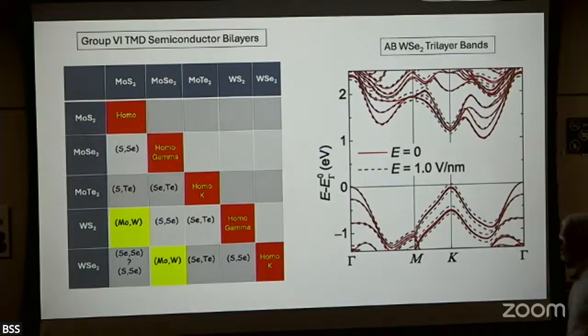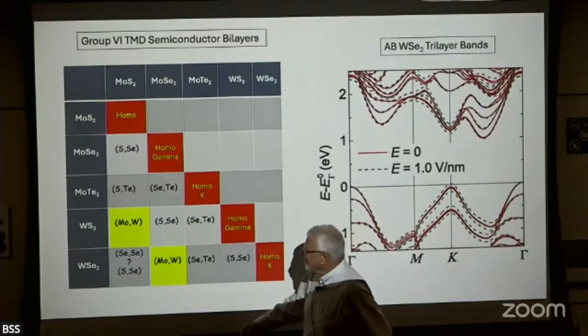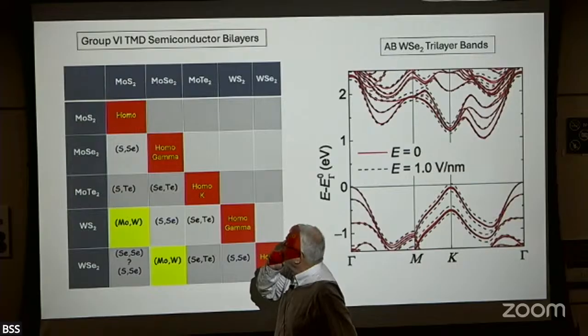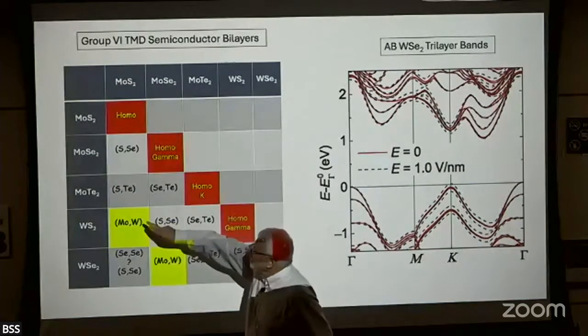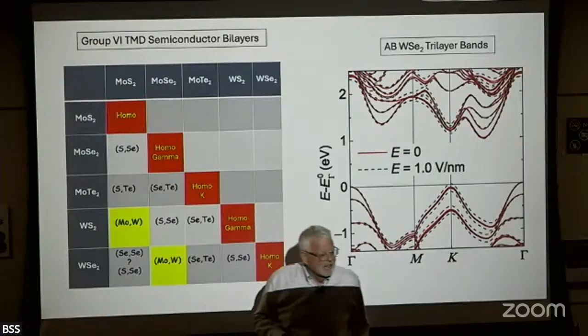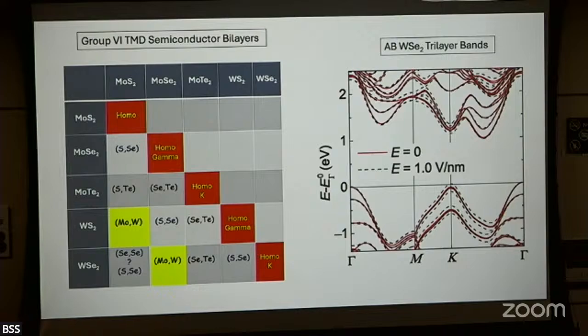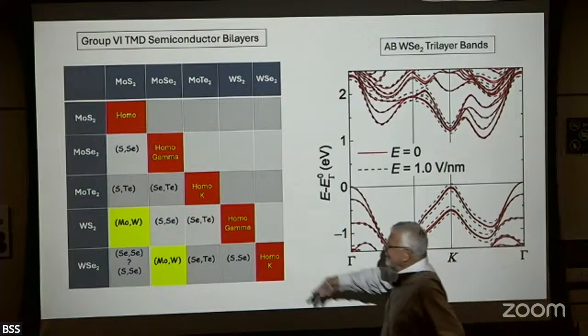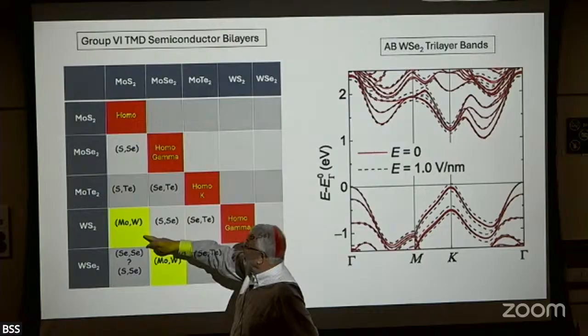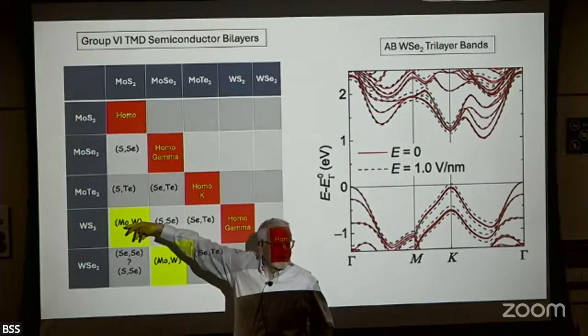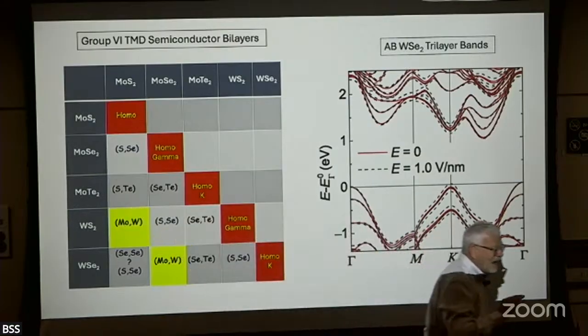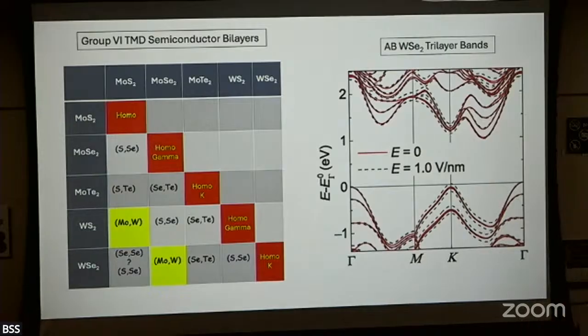In these materials, it turns out that the lattice constant, just chemically, is determined almost entirely by the chalcogen atom. So the ones in yellow here are not homo bilayers, but to get a Moiré pattern, you need to twist them nevertheless, because the lattice constants are almost exactly the same.